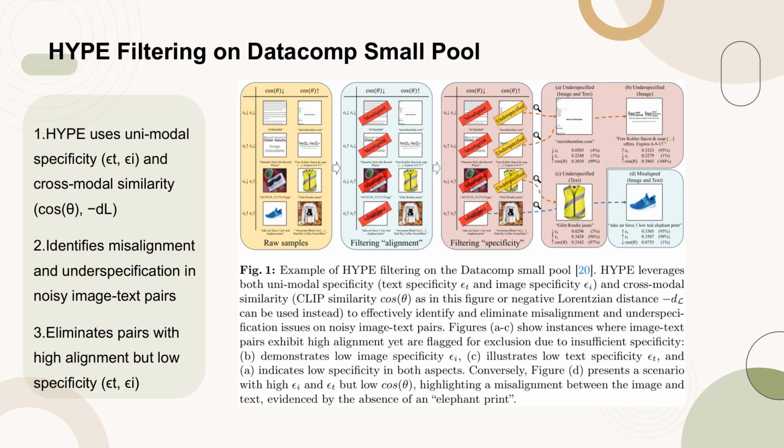datasets. The figures A to C demonstrate cases where image-text pairs show high alignment but are flagged for exclusion due to insufficient specificity. Specifically, B shows low image specificity I, C illustrates low text specificity T, and A indicates low specificity in both aspects. Conversely, figure D presents a scenario with high I and T but low cos θ, indicating a misalignment between the image and text, as evidenced by the absence of an elephant print in the image.